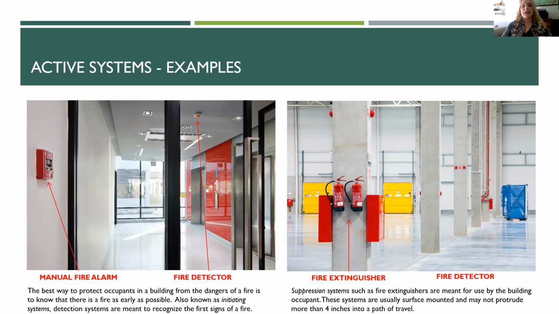Again, over on your right-hand side, you've got some examples of suppression systems. These suppression systems, such as fire extinguishers, are meant to be used by the building occupant. The systems are usually surface mounted like you see here on this column, and they may not protrude more than 4 inches into a path of travel so that they don't interfere with ADA regulations. Another quick example is going to be that fire detector that you can see on that top left, and same thing, that's just going to be an example of an active system that is used to notify the occupants that there is some type of danger causing them the need to evacuate.